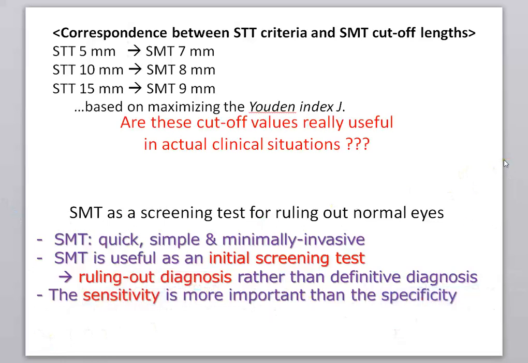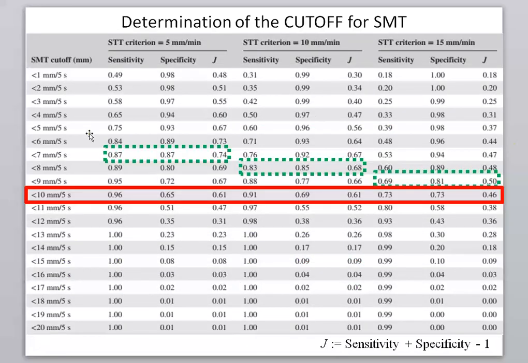Let's come back to the table I showed you before. According to the Ewing index given by this equation, Ewing index J appreciates the sensitivity and the specificity equally. But now, if we appreciate the advantage of SMT, we want to have the maximization of the sensitivity rather than the specificity. So from this viewpoint, I would like to suggest that 10 millimeter could be a good number to use for the cutoff length of SMT.